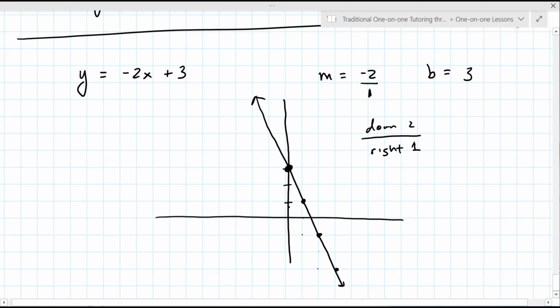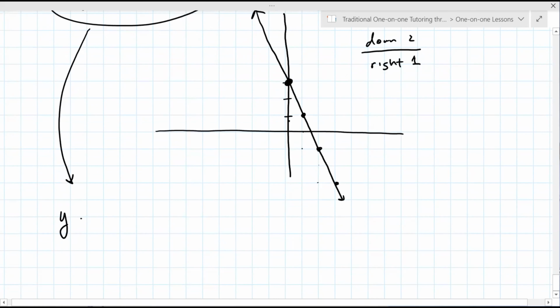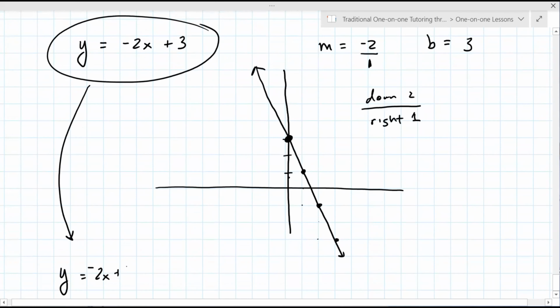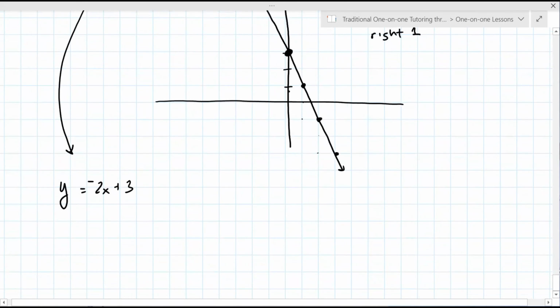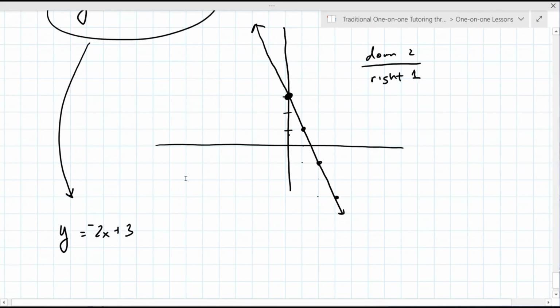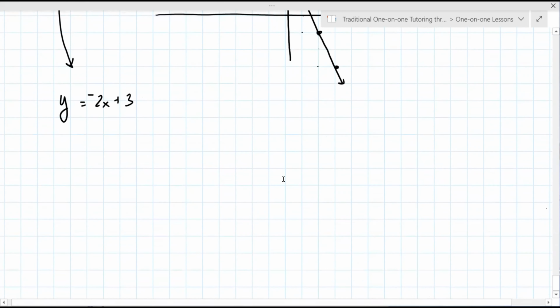Probably. Okay, so I want you to find the inverse of this now. The inverse of y equals -2x plus 3. Wouldn't that be 2 and -3? No, you're going to find the inverse. So the 3 steps. Remember we did that in some earlier questions here. You're going to switch x and y, and then you're going to solve for y. Okay, got it.